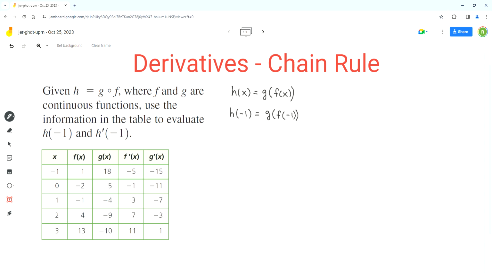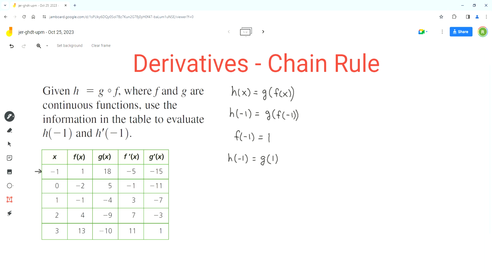Now we have to find what f at -1 is equal to. So for f at -1, we have to use this table and we have to use the row for x equals -1, which is this row. And we have to find the value in the f column, which is 1. That means f at -1 is equal to 1. Now in the next step, we have to substitute f at -1 with 1. So we get h at -1 equals g at 1.